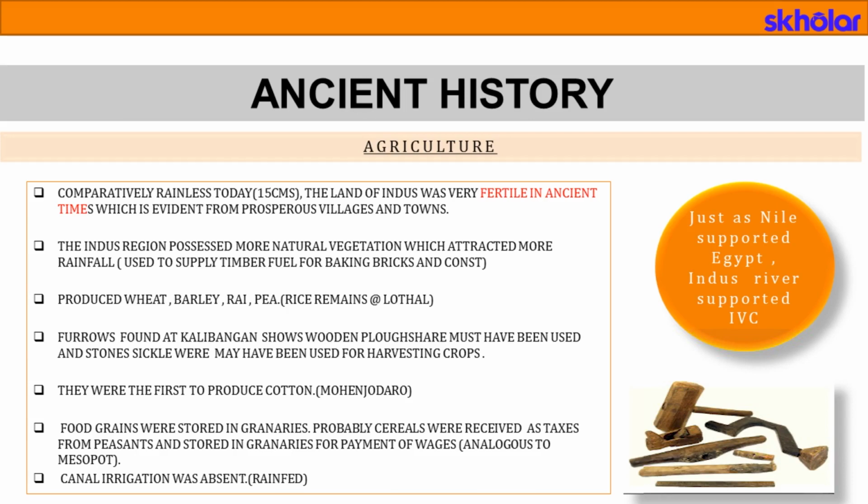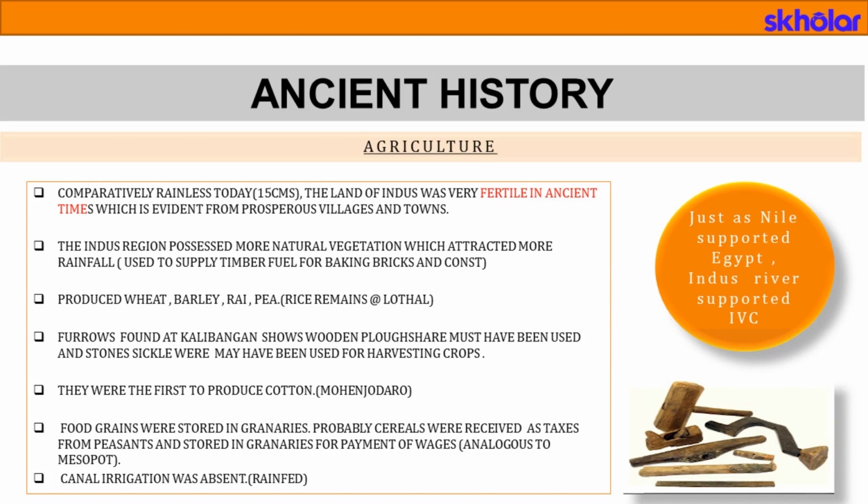Now the question arises, what did they produce? They produced wheat, barley, rye and pea. We also found remains of rice at Lothal. See, this question has been asked many times, that where have we found rice remains, students? So take a note of it, that rice remains have been found at Lothal. There is also evidence of cultivation of mustard, that is sarso.